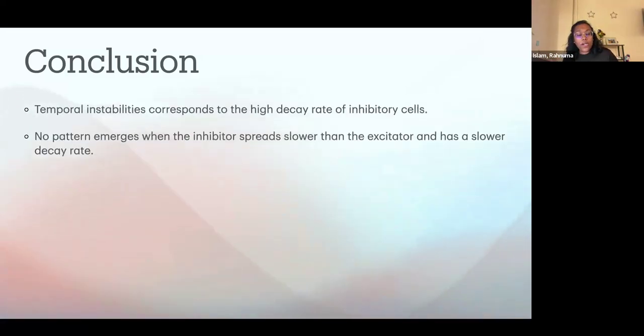And for temporal instabilities, the decay rate of the inhibitor cell has to be higher than that of the excitatory cell. So that means if the inhibitory cells have a slow decay rate, or the spread of the inhibitor cell is slower, that's when no pattern emerges.